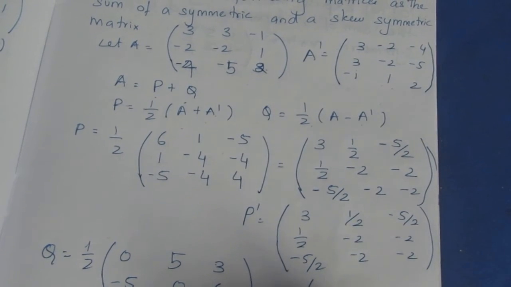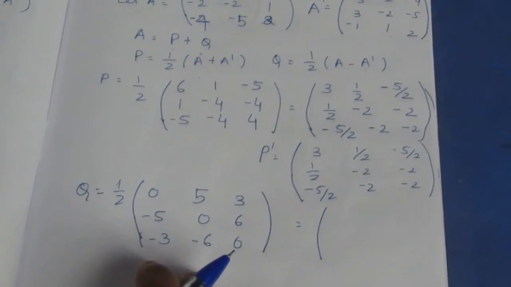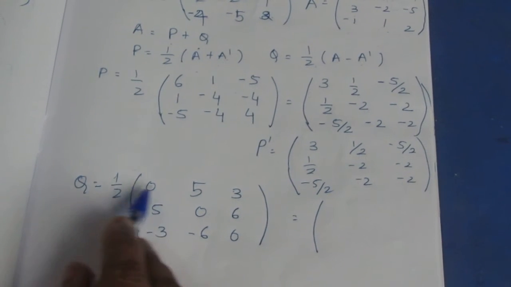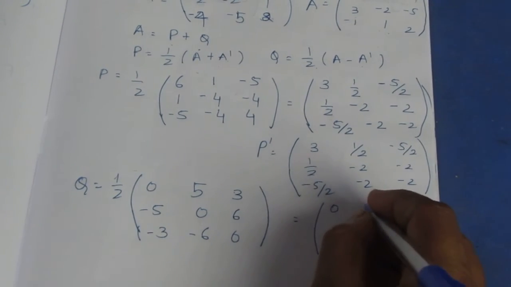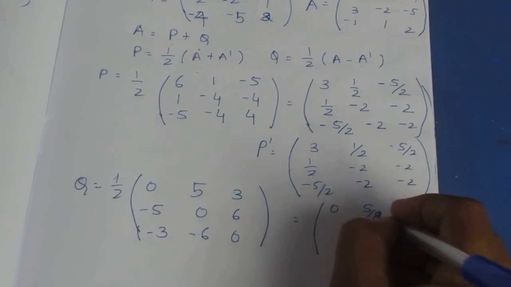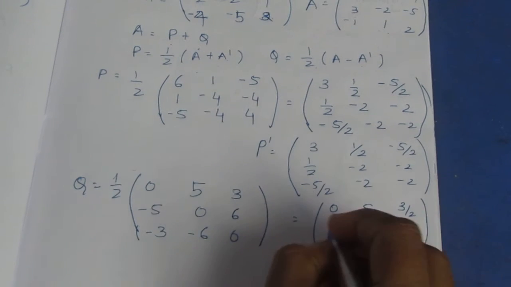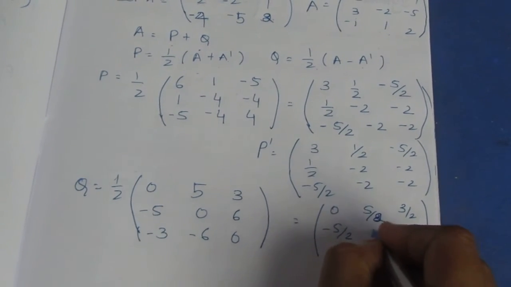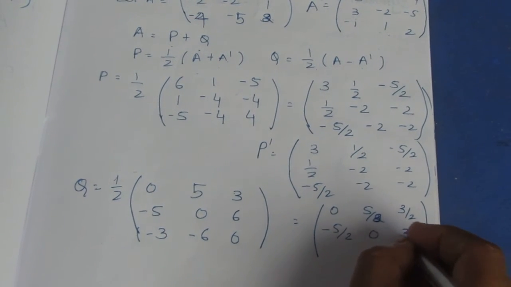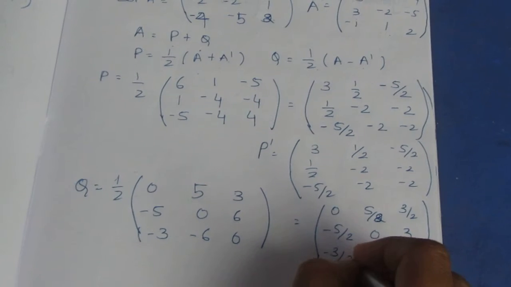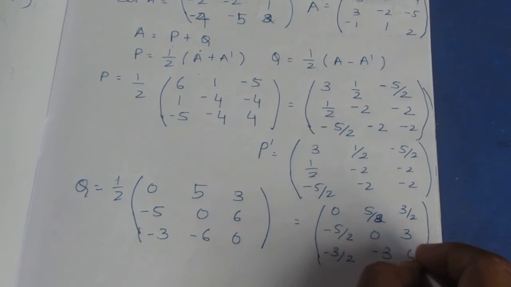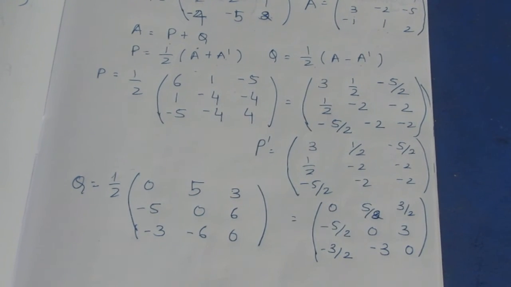Here dividing with 2, multiplying this half inside we get 0, 5 by 2, 3 by 2, minus 5 by 2, here 0, here 3, here minus 3 by 2, here minus 3, here 0. So we have found Q.